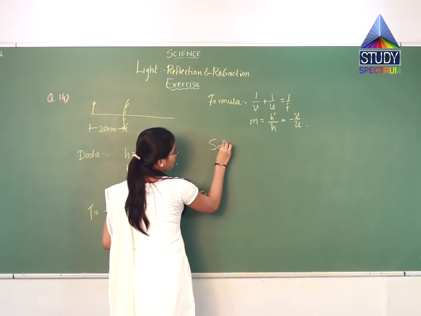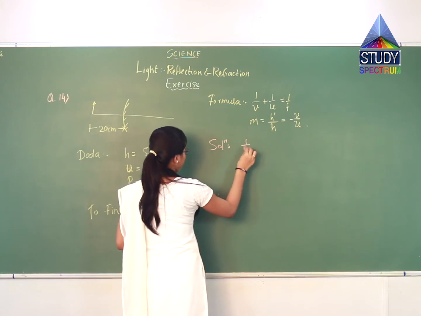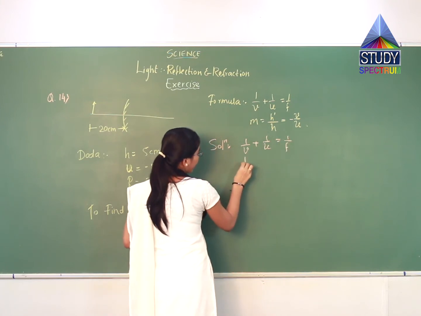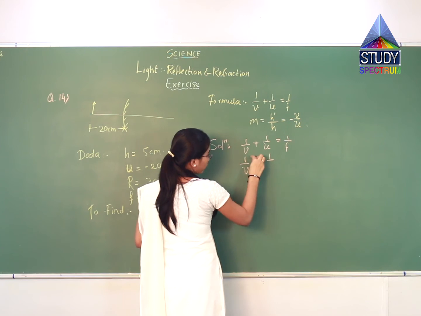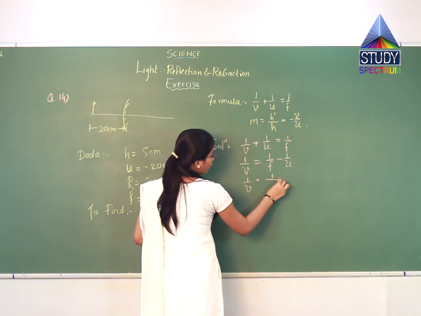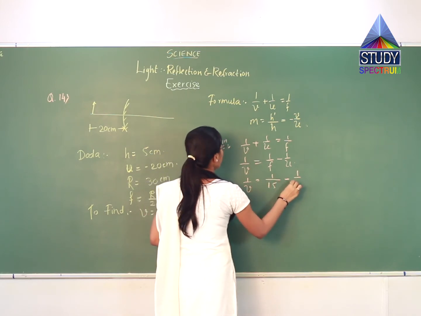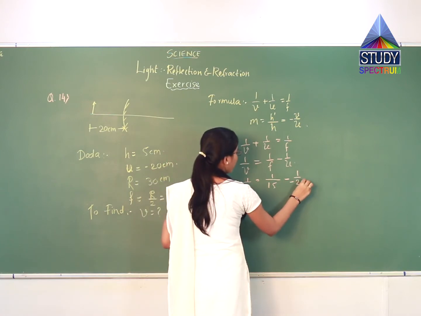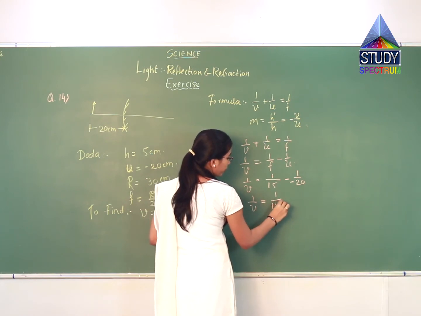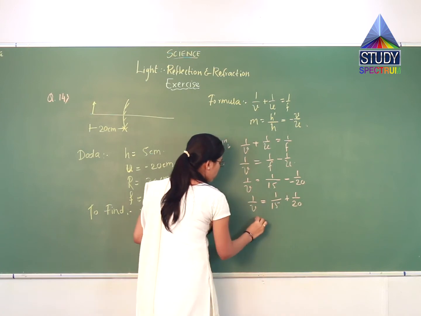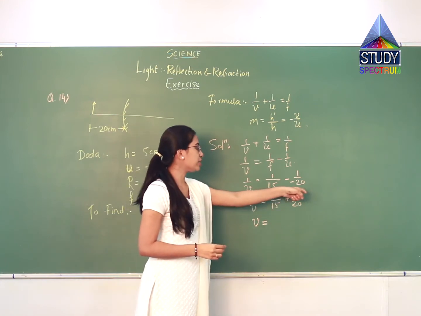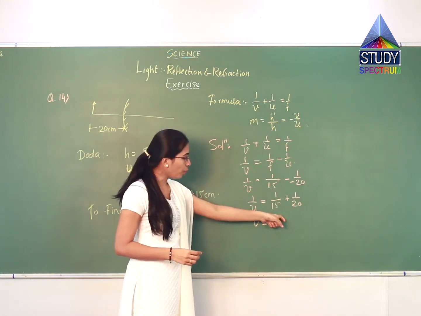So solution, rewrite the mirror formula, 1 upon v plus 1 upon u is equal to 1 upon f. Now we have to find v, so we will write 1 upon v is equal to 1 upon f minus 1 upon u. So 1 upon v is equal to 1 upon 15 minus 1 upon minus of 20. So this minus will become plus, 1 upon 15 plus 1 upon 20. I am writing it directly, you will do the calculation. 20 ones are 20 and 15 ones are 15. So it will be 35 upon 300.